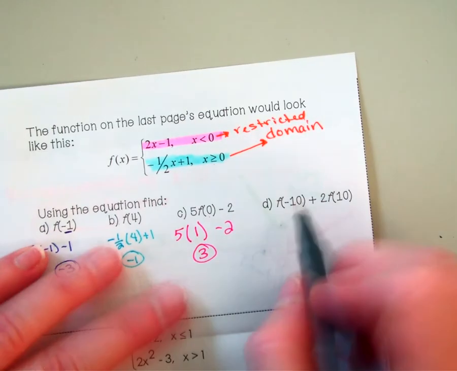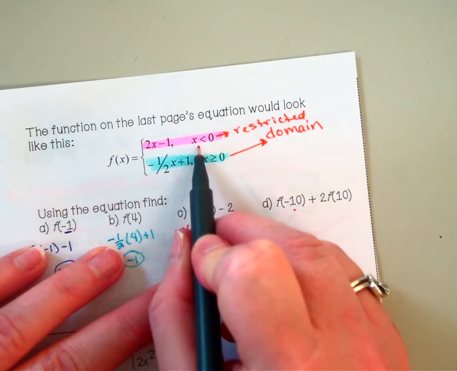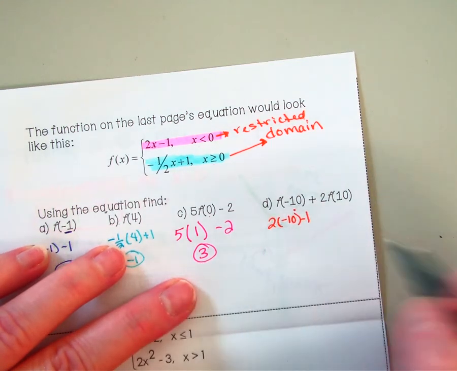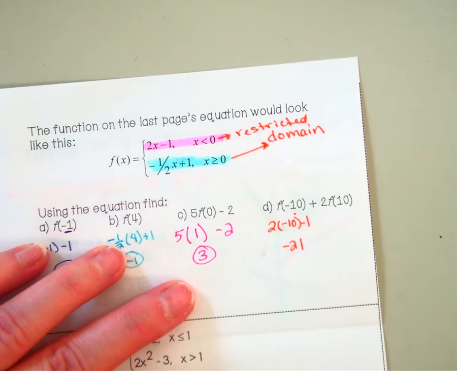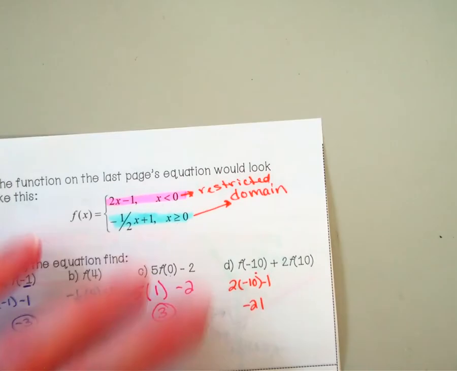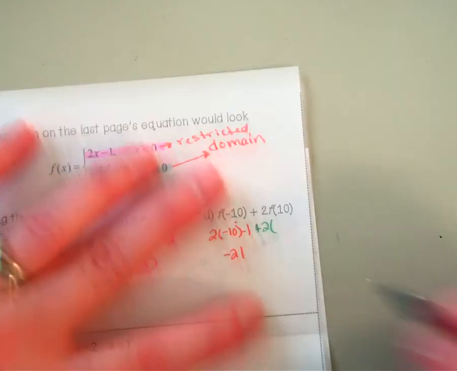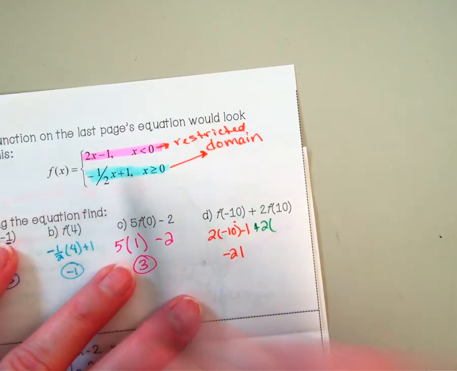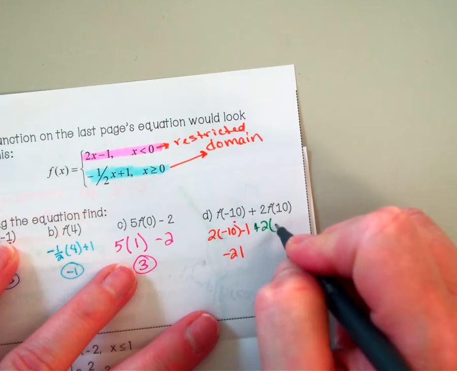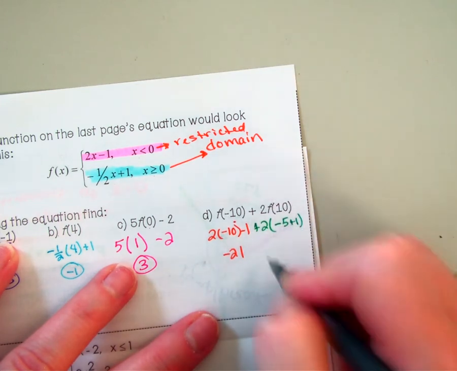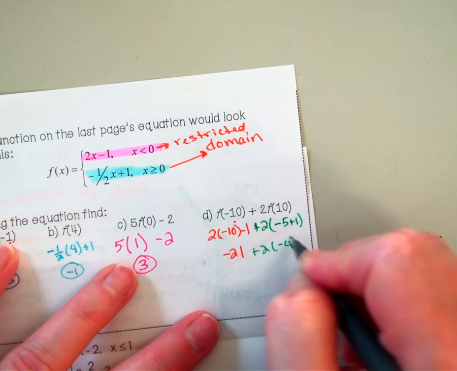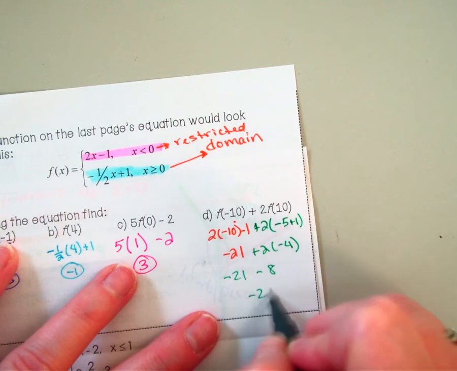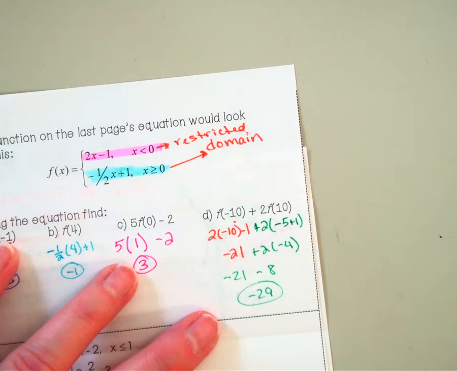Then this one we have two parts. So -10 is going to fall in the first one. So 2 times -10 minus 1, that's going to give me a -21. So that's plus 2 times f of 10. F of 10 would fall here. So -1/2 times 10 is -5 plus 1. So that's going to be 2 times -4, which would be -8. So I get -29 as my answer for that one.